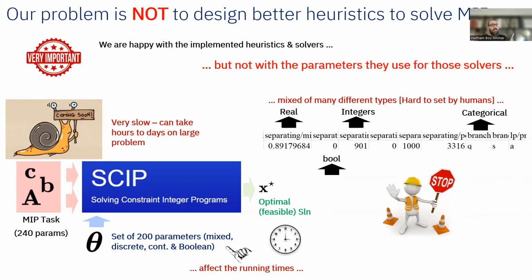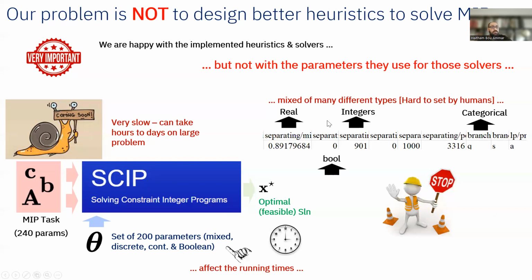The problem is that the set of those theta parameters, the hyperparameters for this SCIP solver, affects a lot the time it takes for the solver to produce a solution for you. One setting could make it very, very slow. One setting could make it very, very fast. One setting could make it kind of okay. Now, the problem is that setting those values of theta is extremely difficult for a practitioner.